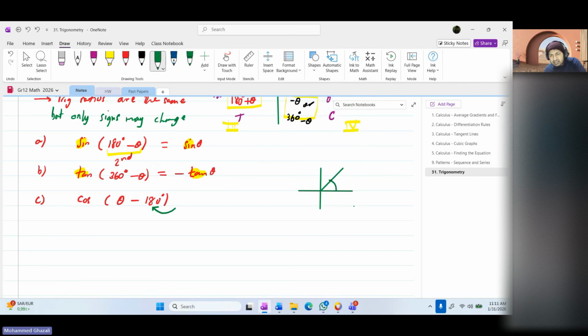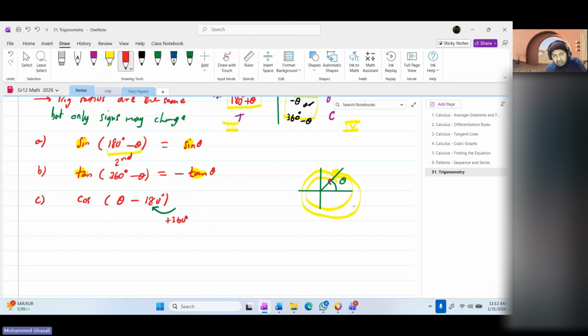Just say if this angle is theta. Now, if you continue from this point right around, I can come back to the same point by adding a revolution, adding 360. Then I can come back to the same point by adding another revolution, and so on. And I can do the same by going anti-clockwise. So you can either add a revolution or minus a revolution. So I'm adding 360, right?